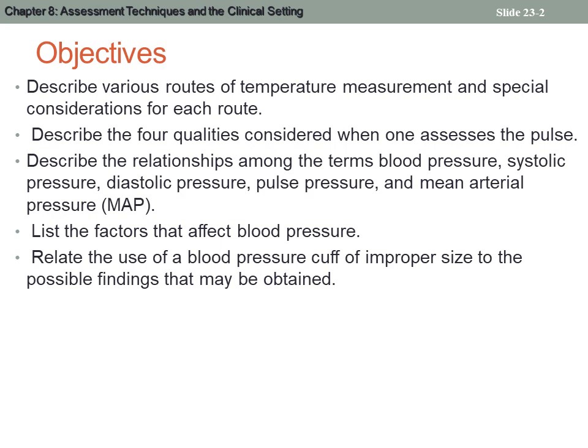We're going to look at four qualities considered when we assess the pulse, describe the relationship between the terms blood pressure, systolic pressure, diastolic pressure, pulse pressure, and mean arterial pressure, and then list the factors that affect blood pressure and also relate the use of a blood pressure cuff of improper size to possible findings that may be obtained.